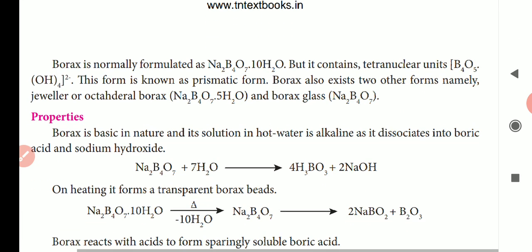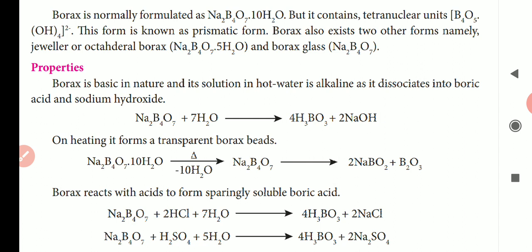What are the important properties of borax? Borax is basic in nature. In hot water its solution is alkaline, as it dissolves into boric acid and sodium hydroxide. When treated with water, it produces boric acid and sodium hydroxide. On heating, it forms transparent borax beads.